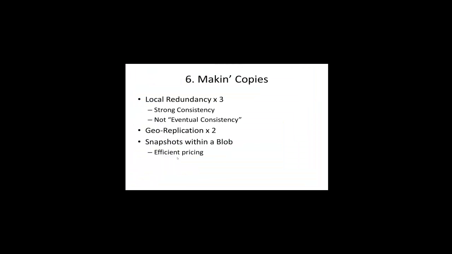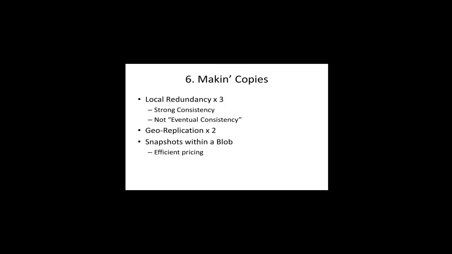Now, I say in the slide deck here that this is efficient pricing. So a blob is built up of smaller chunks. For example, if you were uploading a 100 gigabyte blob, you wouldn't do it in one HTTP post request. You would do it in chunks of probably 4 megabytes. And so the granularity there is the granularity of the price difference.